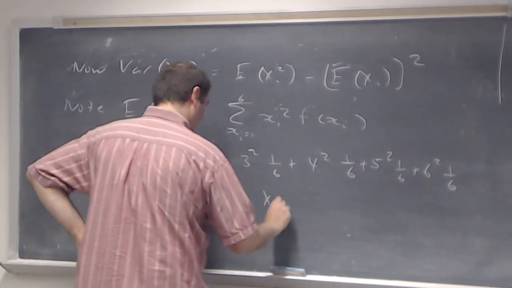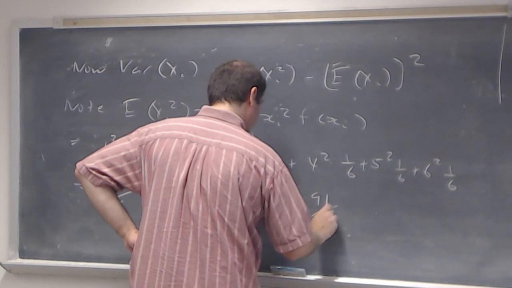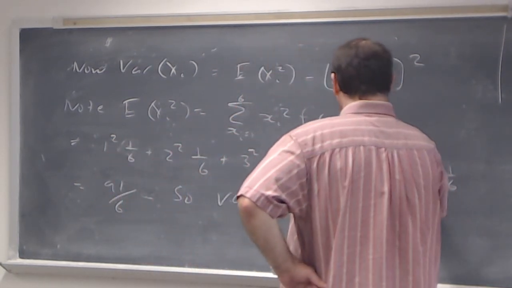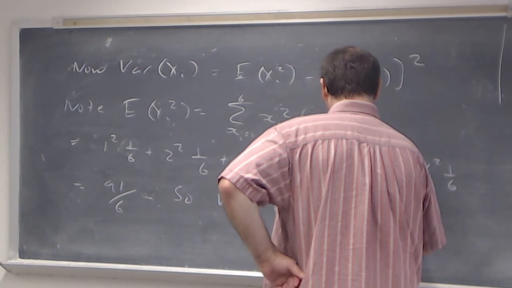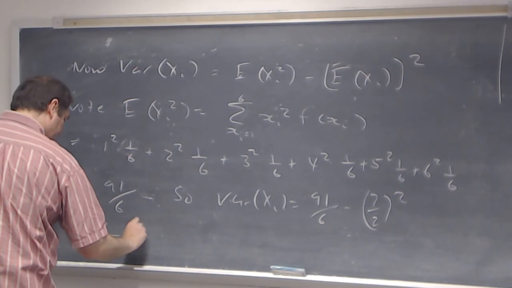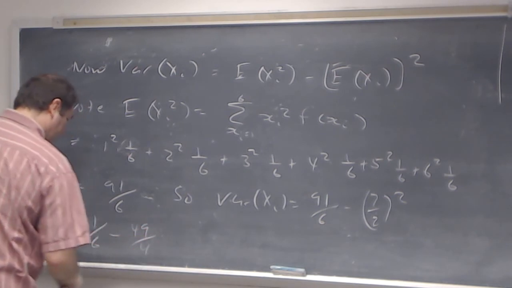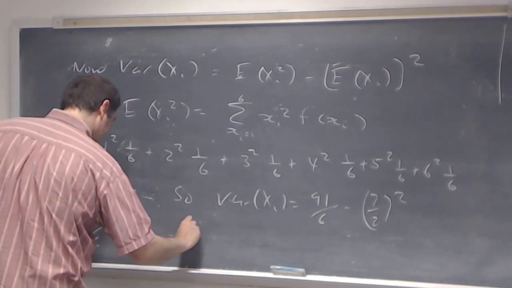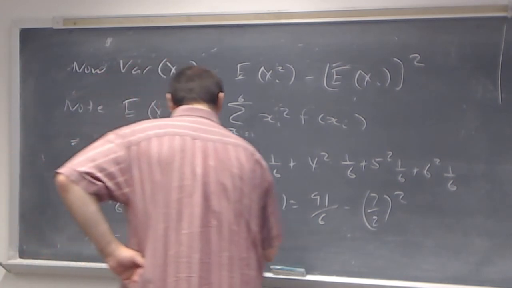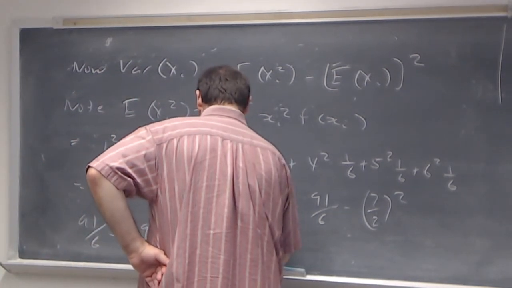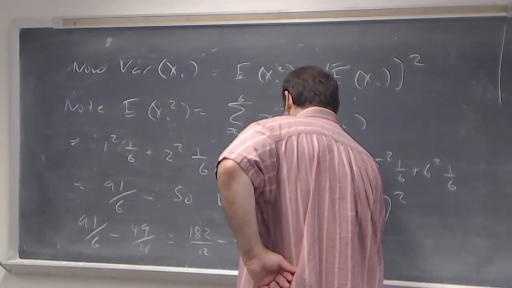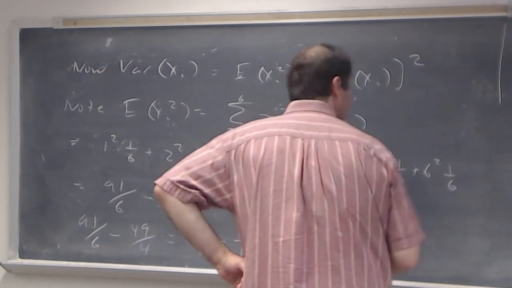So the variance of x sub i is equal to 91 over 6 minus 7/2 squared. So we get 91 over 6 minus 49 over 4. Common denominator is 12, so this is 182 over 12 minus 3 times 49, which is 147 over 12, and this becomes 35 over 12. That's the right answer.